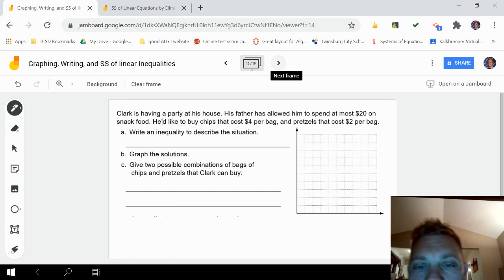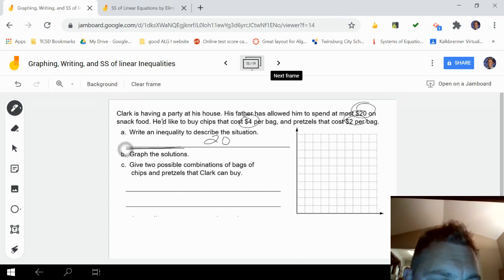I always like to star my information, which is normally my numbers. Since this is math class, we pay attention to our numbers. So 20 is my total. If you have 20 bucks, you can't spend more than 20 bucks because you only have 20 bucks. So we know that this left side, where my chips and my pretzels are going to be, has to be less than 20 bucks. Could it be 20 bucks? Sure. We can spend $20 on the nose, so we're going to put that equal sign.